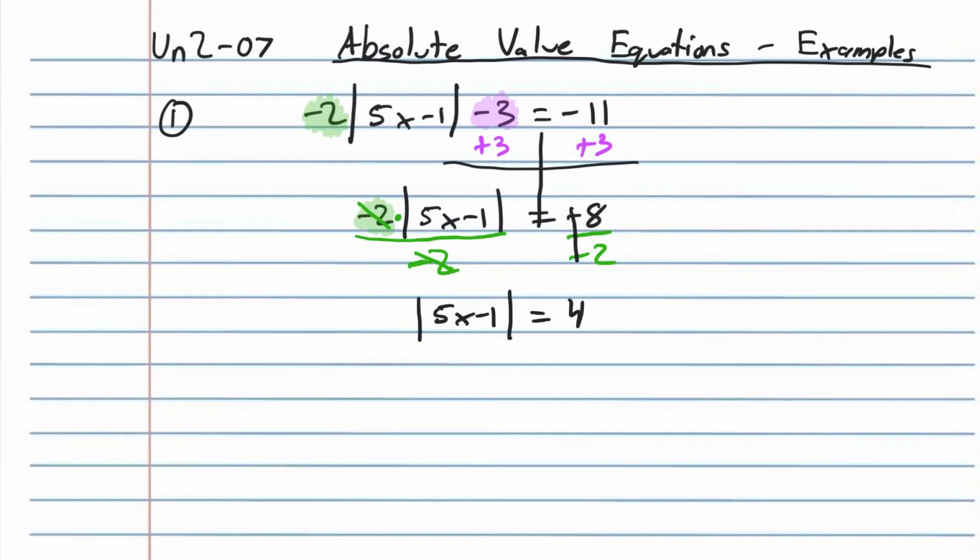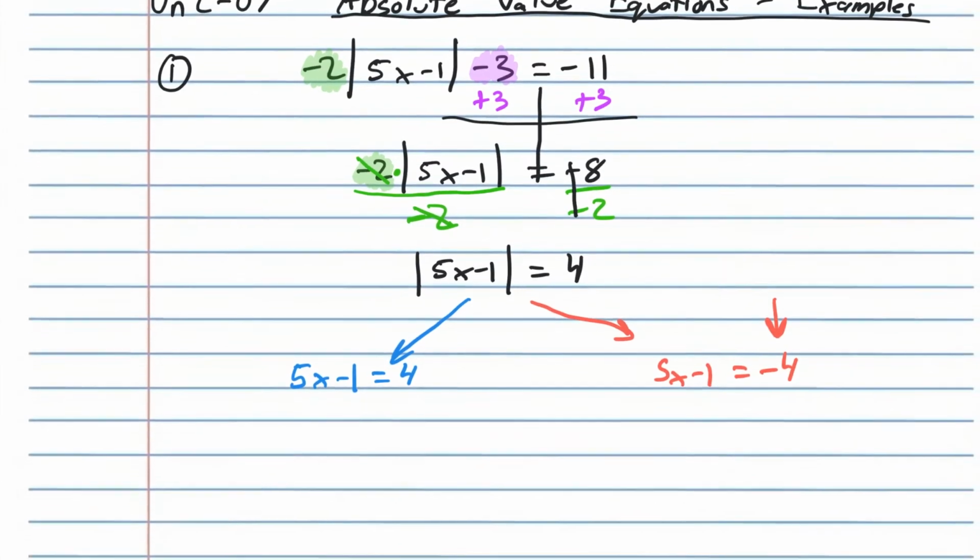One possibility is you don't change a thing, you just keep the positive case. So it'd be 5x minus 1 equals 4. And then the other possibility is your negative case, where you take the left-hand side and apply a negative to it. So we get 5x minus 1 equals -4. Okay, again, the only change is this negative right here. That's the only piece that's different. Now we solve those two equations separately, and we get our two answers, and then we're done.